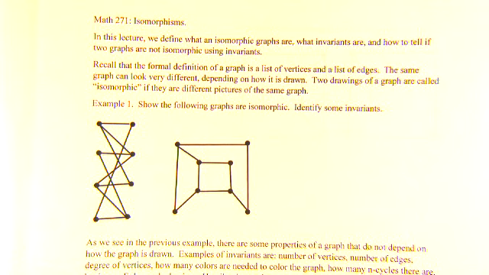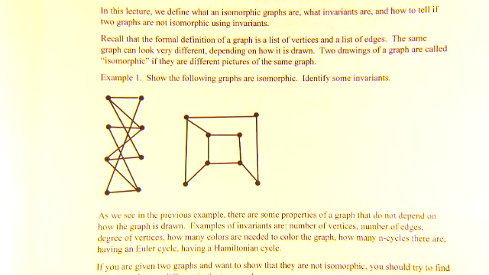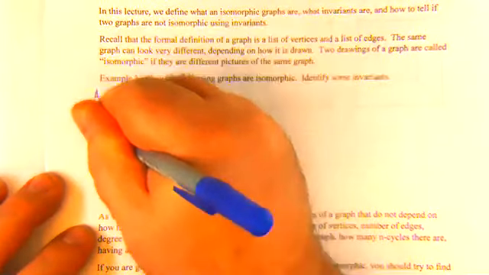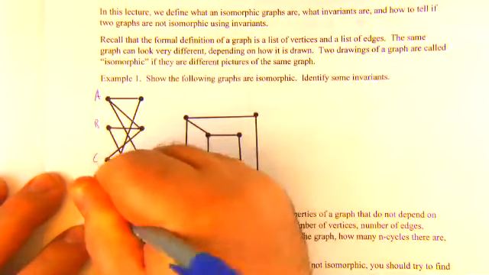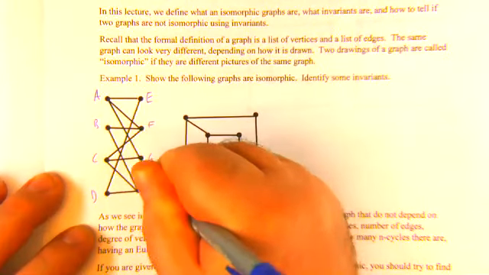So are these two graphs isomorphic? Well, they could be. Let's throw in some labels here. We'll call this vertex A, B, C, D, E, F, G, and H.